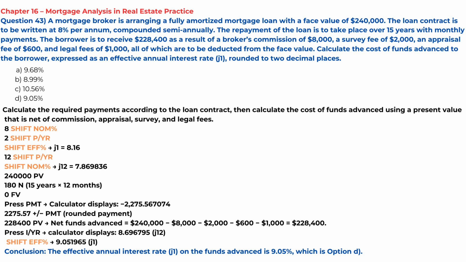Calculate the cost of funds advanced to the borrower, expressed as an effective annual interest rate, J1, rounded to 2 decimal places. Calculate the required payments according to the loan contract. Then calculate the cost of funds advanced using a present value that is net of commission, appraisal, survey, and legal fees. 8, Shift NOM, 2. Shift PYR. Shift effective. Calculator stores J1 equals 8.16. 12, Shift PYR, Shift NOM, J12 equals 7.869836.